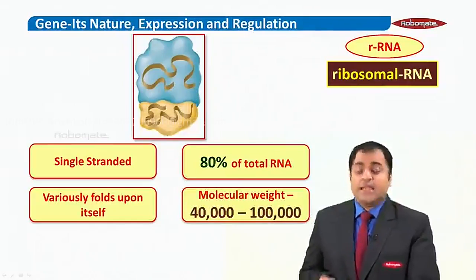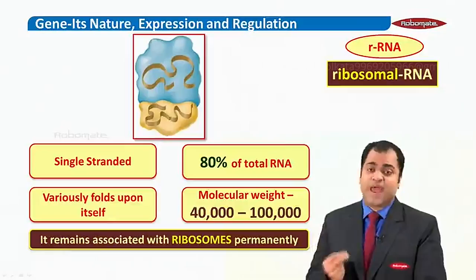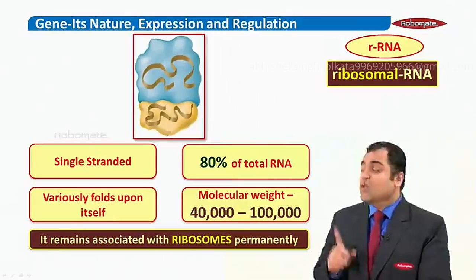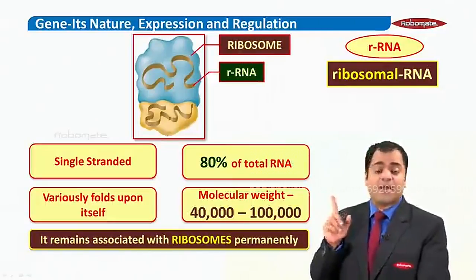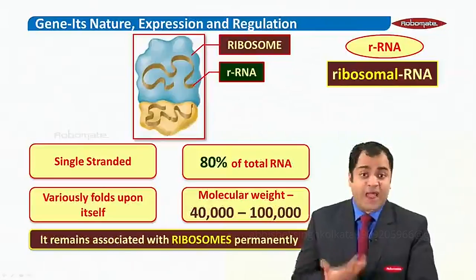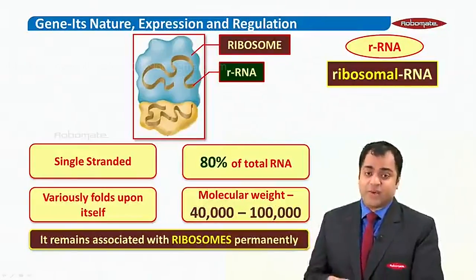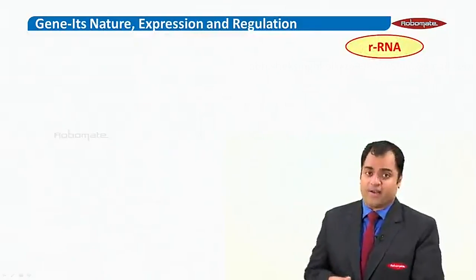Is that okay? Now, rRNA has a speciality that it remains associated with the ribosomes permanently. You can see in this picture right here that there's a ribosome and that rRNA is always associated with the ribosome. And that is why it is called ribosomal RNA. Is that okay? Moving on, let us look at the structure of rRNA.